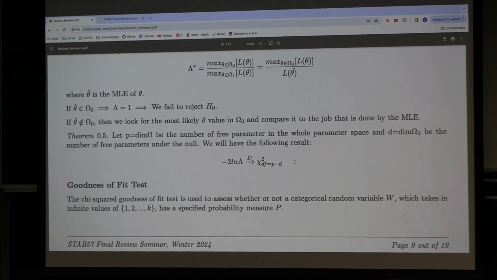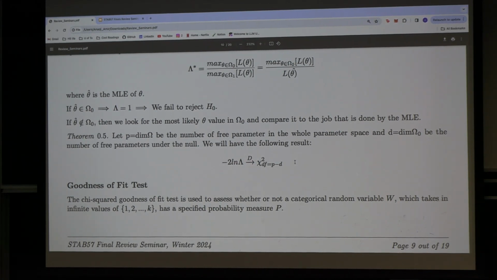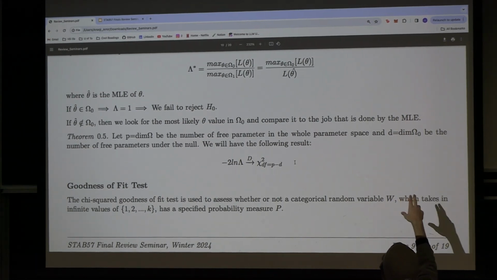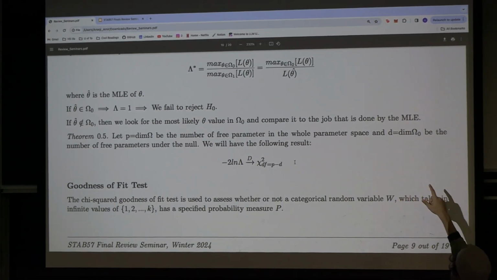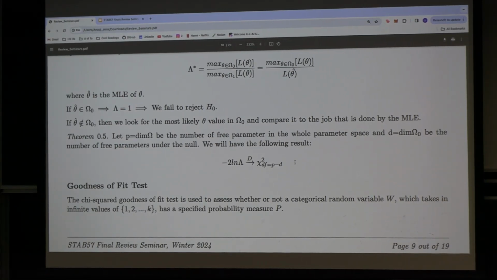So let P be the dimension of your parameter space. In this case, just assume it's 1, right? The easiest example is to work with 1. And D is the dimension of your null hypothesis, which is the number of free parameters under the null hypothesis. This would usually be 0, and you'd get P minus D equals 1. You'd get chi-square with 1 degree of freedom.